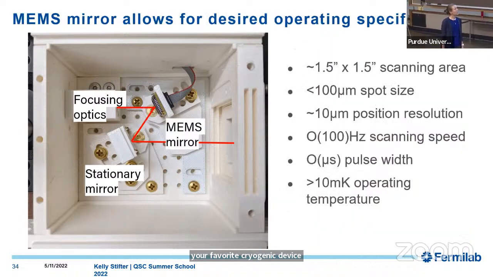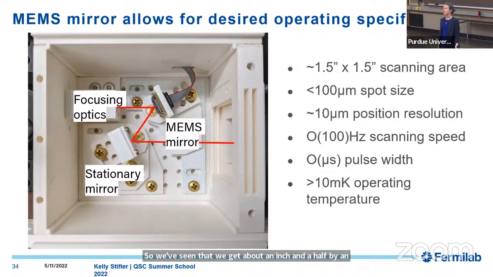And using these MEMS mirrors gives us some really nice operating specifications. We've seen that we get about 1.5 inches by 1.5 inches of scanning area. This is plenty large enough for most of the qubit or other device chips that are being used today. We've also measured about 100 micron beam spot size and think we can actually get down to about 50 microns. And this is useful because obviously these devices are very small.